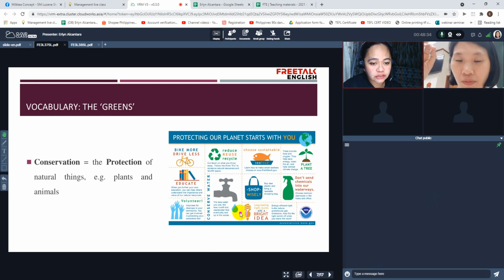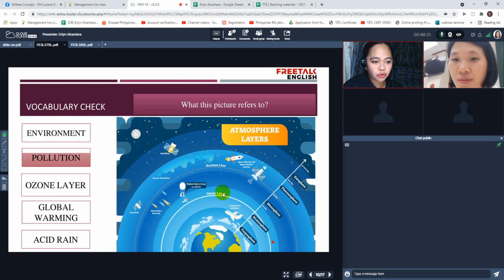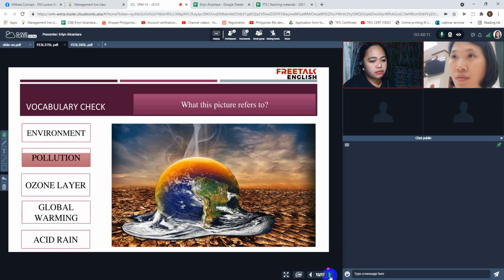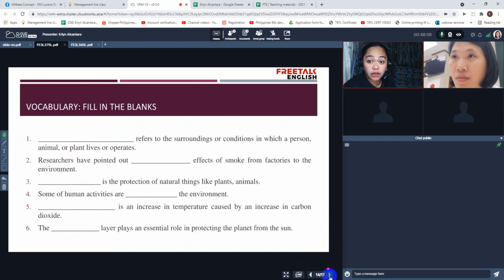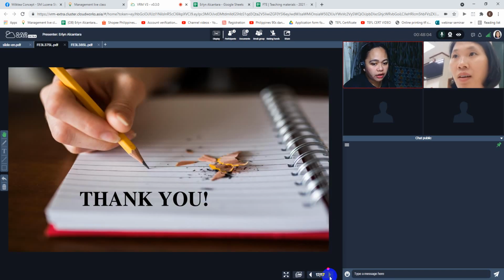Okay, so yesterday, what were we talking about? We were talking about the greens, environment pollution and the environment, right? So we answered this already yesterday about these pictures. So we will no longer answer this today. It's just a review, right? And this one, we answered also yesterday. So that's part of our review. We talked about pollution and the environment yesterday.